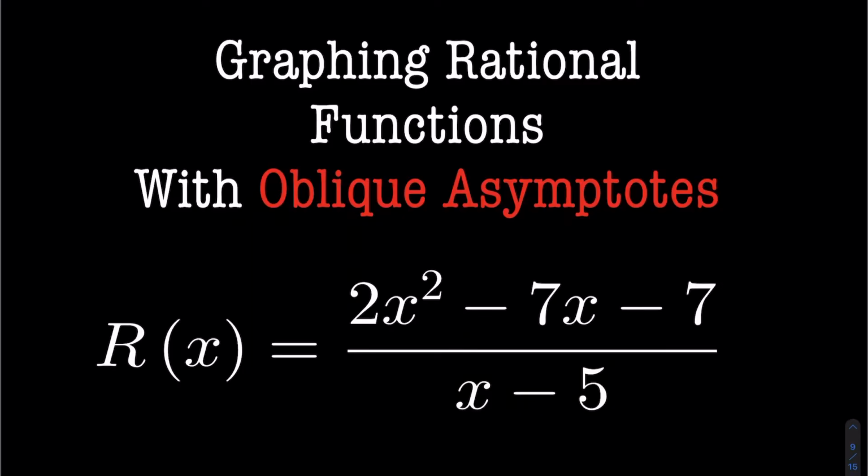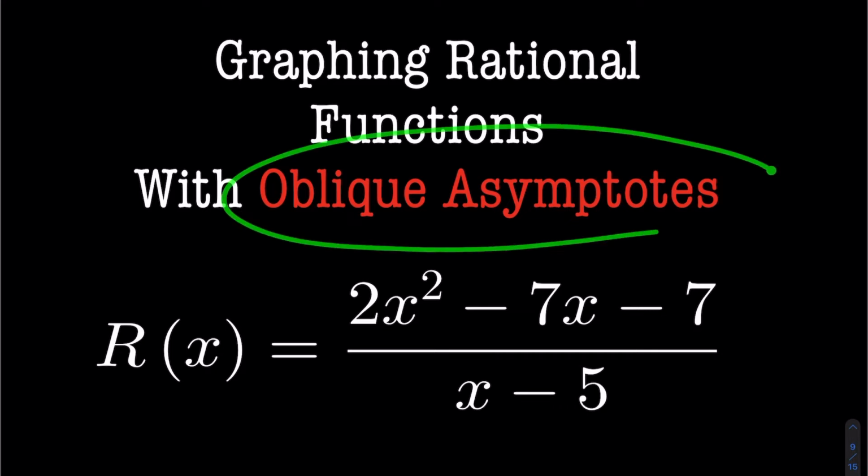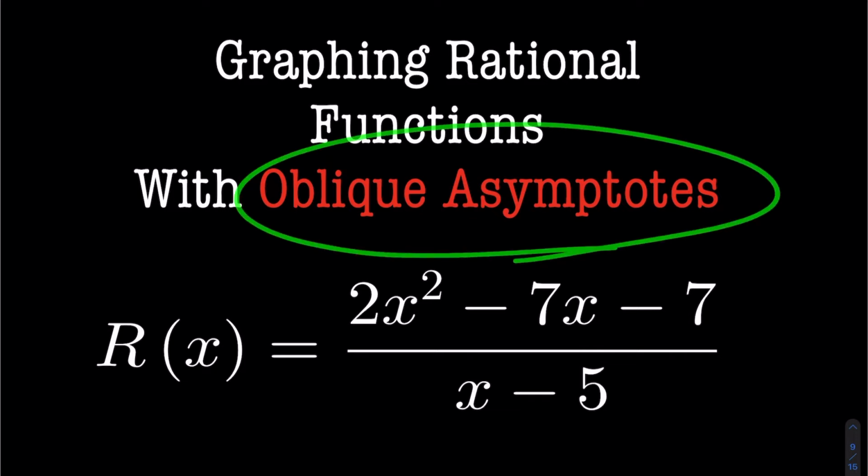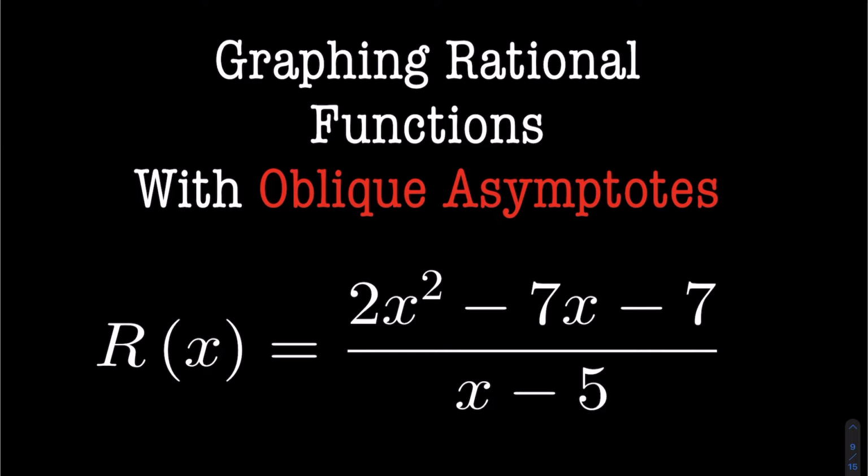In today's lesson, we're going to be looking at graphing rational functions with oblique, also known as slant asymptotes. In a previous lesson, I graphed rational functions where the degree of the top and bottom were equal. I'll link that in the top right-hand corner if you need to see that lesson, but our focus today is graphing oblique, also known as slant asymptotes.